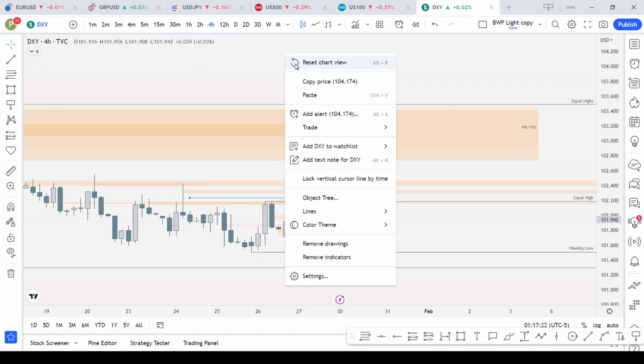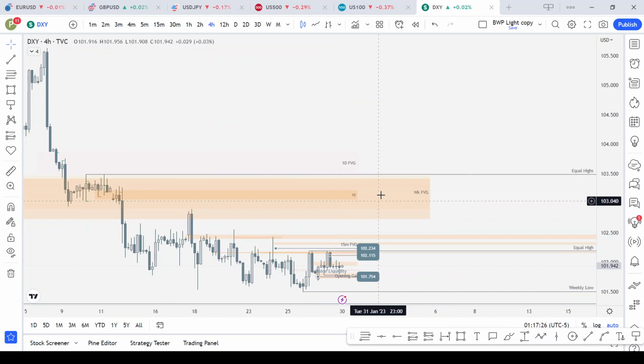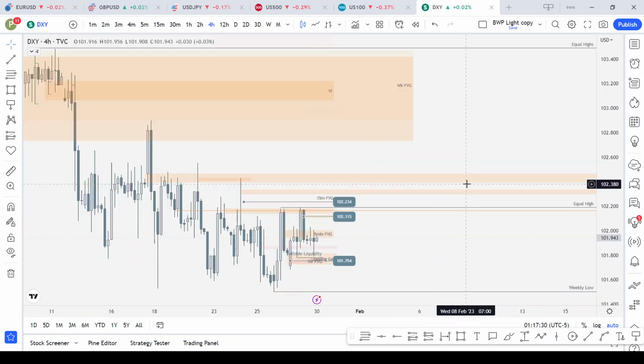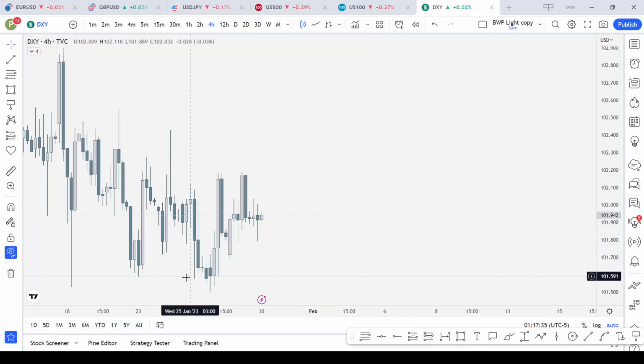Okay, 4-hour time frame. This is the same weekly and daily levels. We have this volume imbalance right there. Let's see.